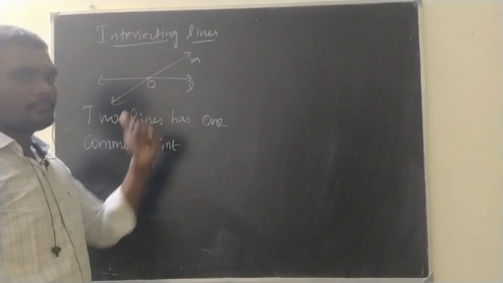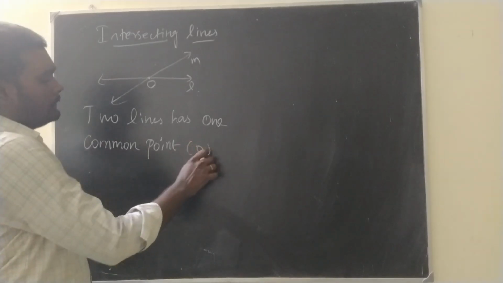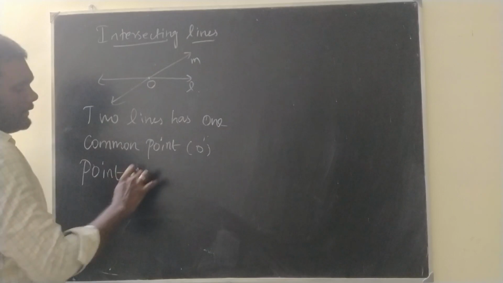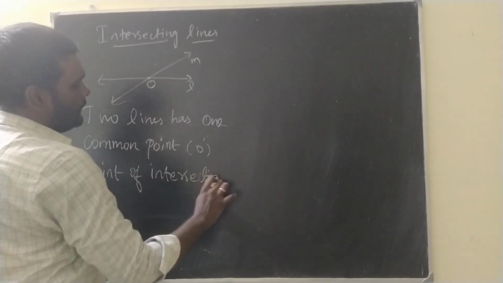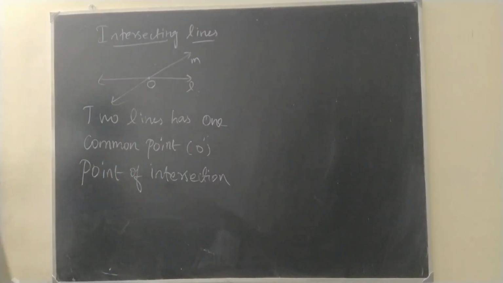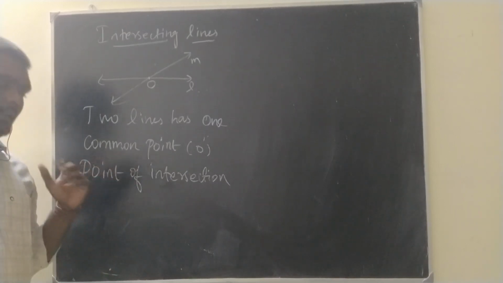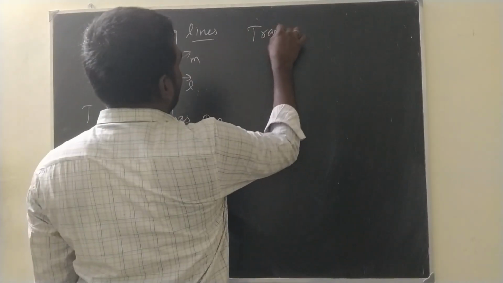They are intersecting at the point O, and that common point O is called the point of intersection. The common point O is called as what? Point of intersection. Okay. And then another definition, transversal.